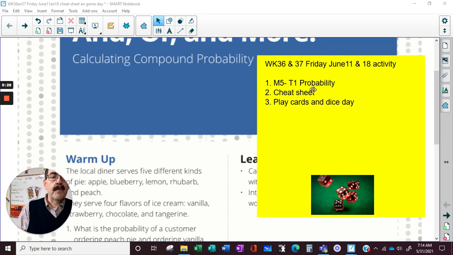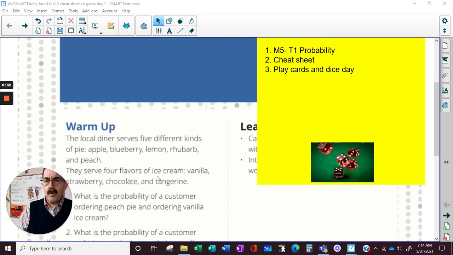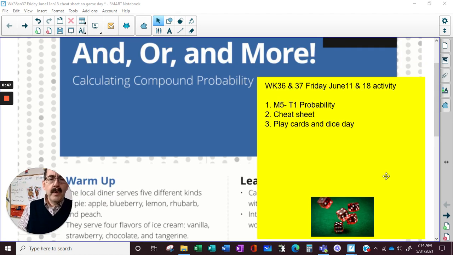Okay, so probability. Now, the problems get harder and harder and harder, okay? And we just got through practicing fundamental counting principle and the idea of all these combinations of pizzas and pies and ice creams and those types of things. We start to compound the probability. What happens if this and that? What happens if this or that?